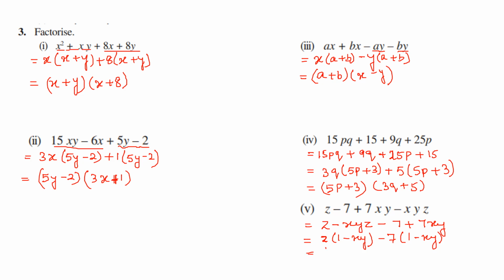Now I can take 1 minus xy common as it is present in both the terms. So I will be left with z minus 7. So you can see, if I have taken 1 minus xy common, from the first term I am left with z, and from the second term I am left with minus 7. So this is the factorized expression.